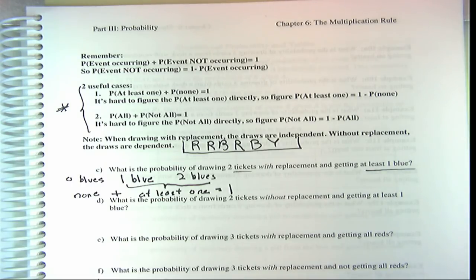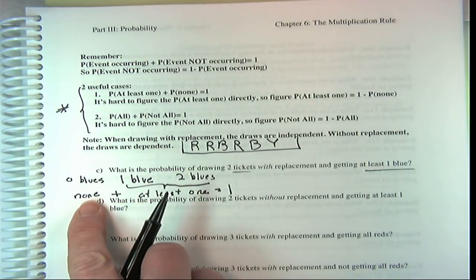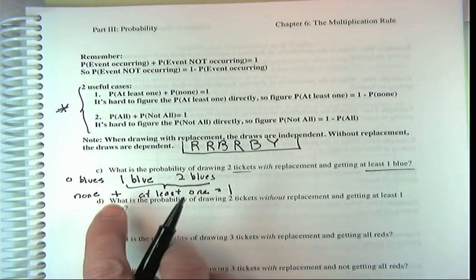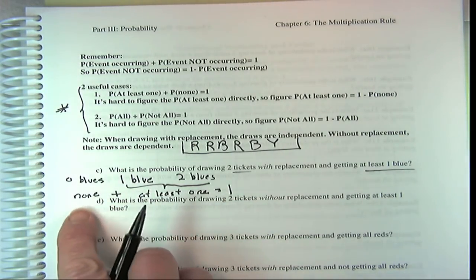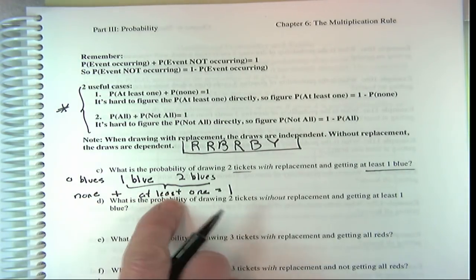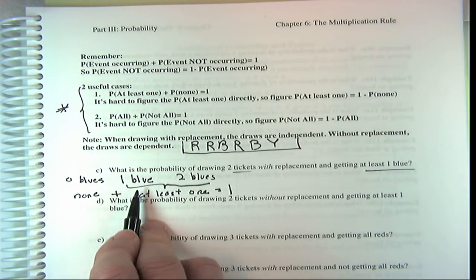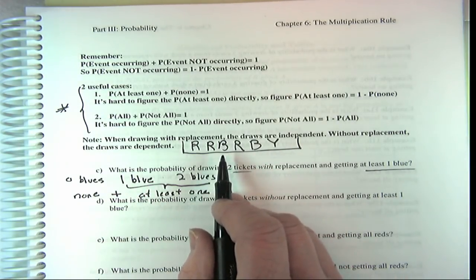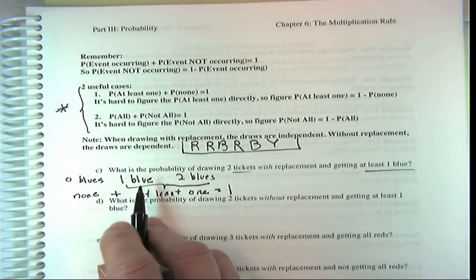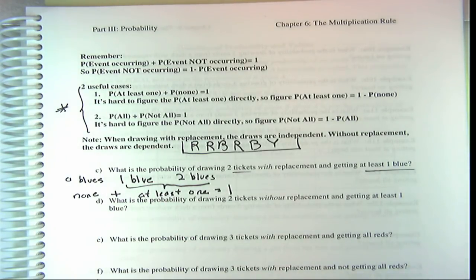So instead of doing this, let's do the complement, because they have to add up to 1. This one's easy to figure out. This one you could figure out directly, but think about it. There's 2 ways you can get a blue. You could get a blue on the first draw, and you could do it directly. You can see what I mean.